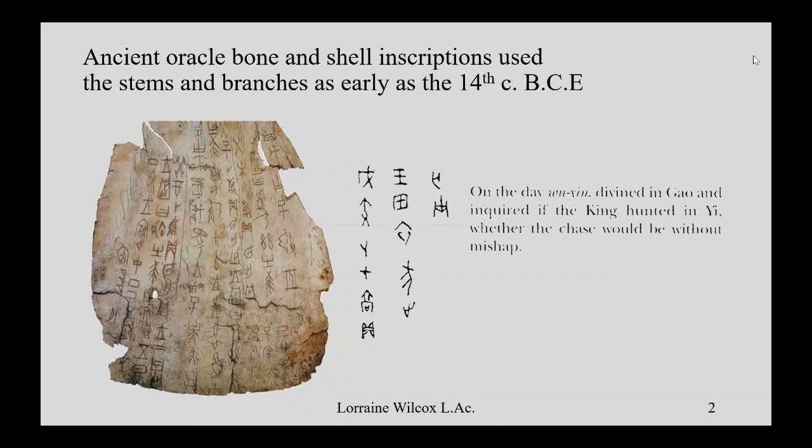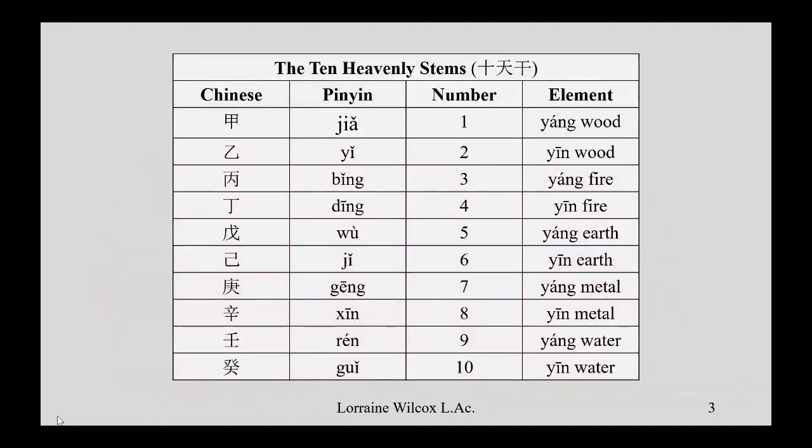So the stems and branches were found in ancient oracle bones. They were used as the calendar even so far back in history. This is just a picture of an oracle bone, and there's an inscription, not the same one that's on this particular bone. And in the inscription, it says on a Wu Yin day. So you can see they're using the 10 heavenly stems and 12 earthly branches for their calendar at this time. So first, let's talk about the stems.